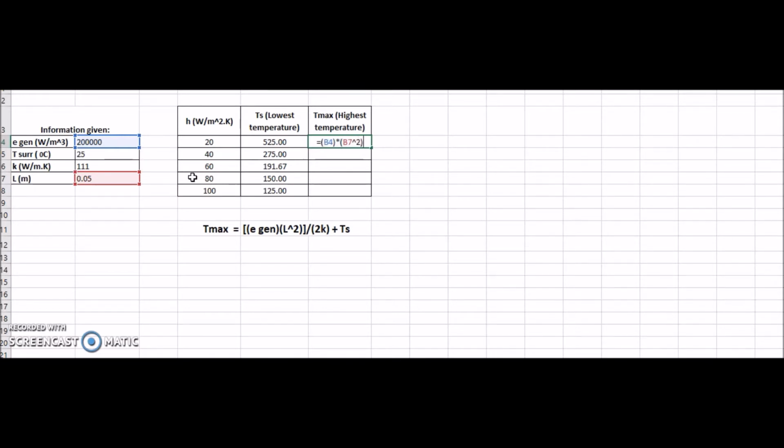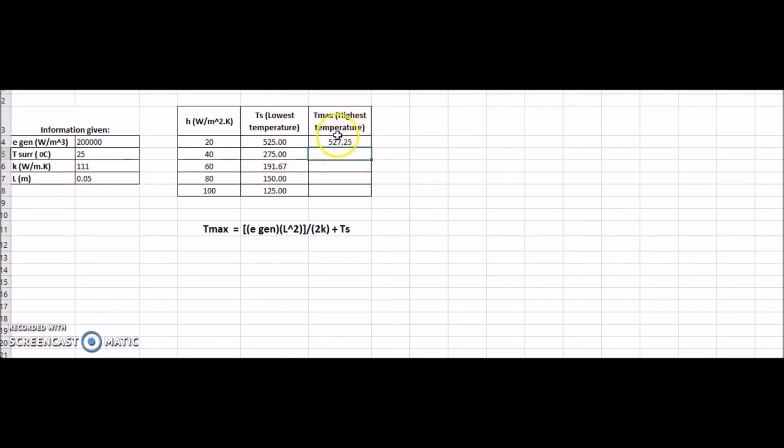and then you bracket the whole thing first, and you divide it with another bracket to multiply with the K value, and once you're done with this, you get an answer and you plus with T surrounding. And you get your answer. For correction, you do not plus with T surrounding, you plus with TS, I'm sorry. So you plus with TS and you get your answer.